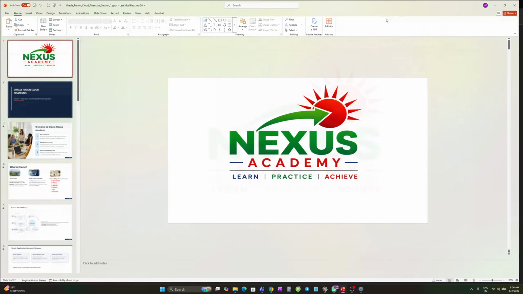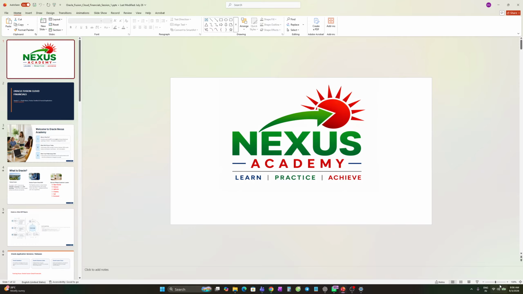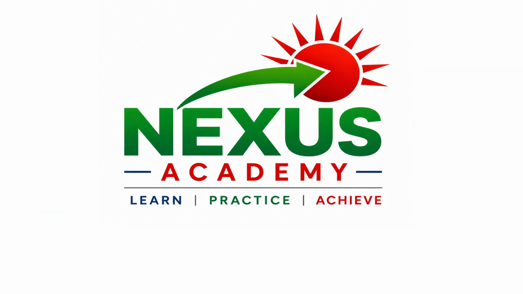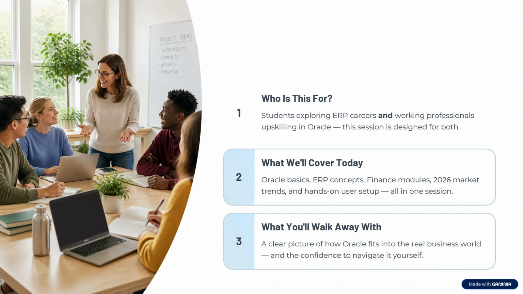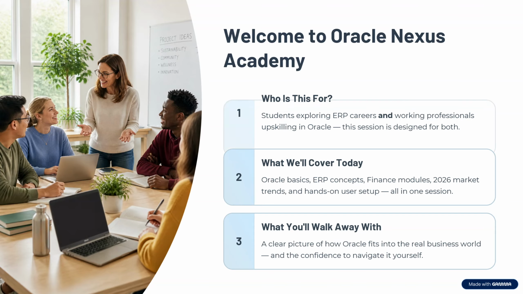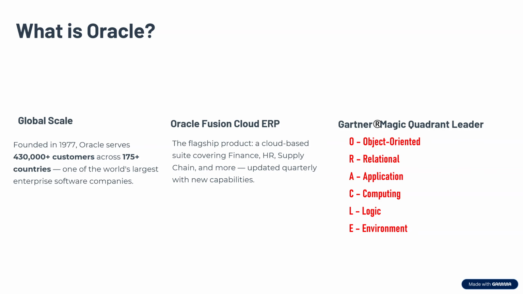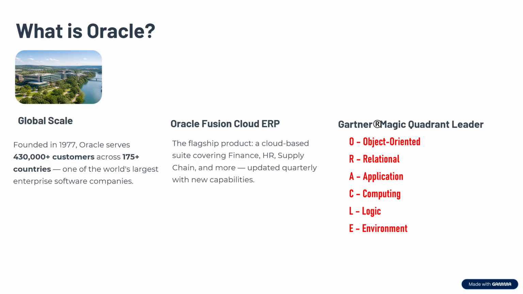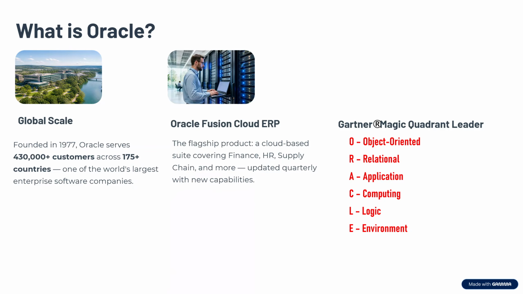First, I will cover the previous class. Then after, I will move to the lab. In the previous class we discussed what is Oracle. Oracle was established in 1977. The company has 4,30,000 customers across 175 countries.